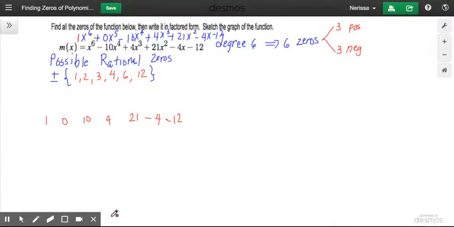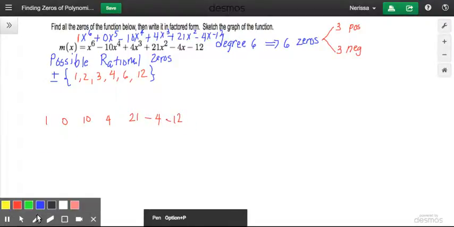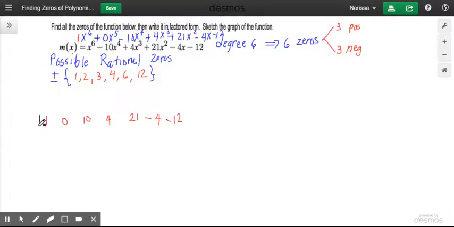It's very important that all of our coefficients are represented here. And we arrange them in the right order. If we miss something here, then we will not find the right zeros. All right, so let's start searching. So we're gonna test using synthetic substitution. Which one of these are the zeros? So I'm gonna start off with 1. See if 1 works.